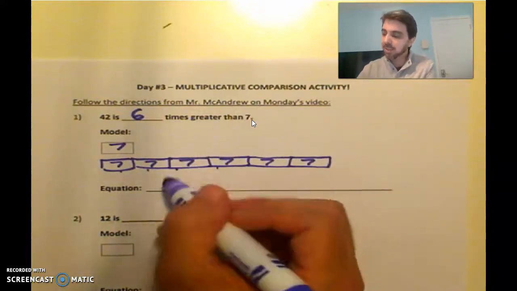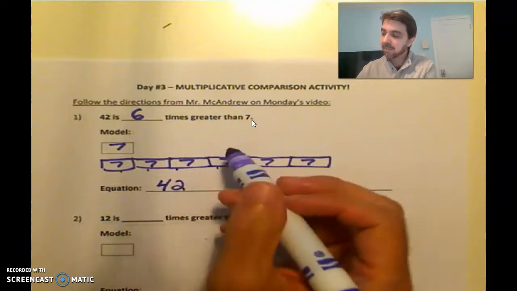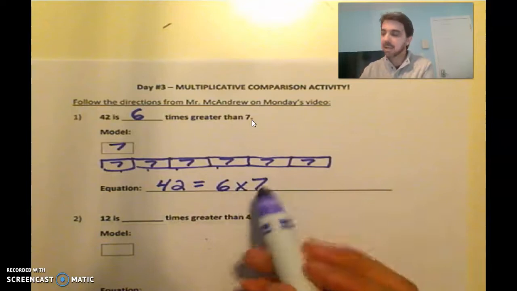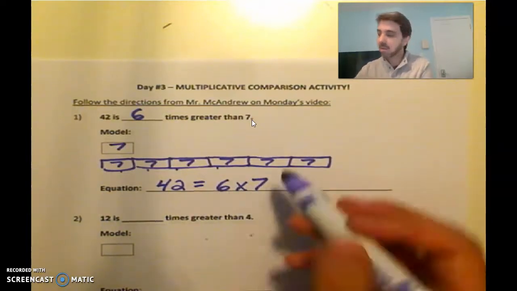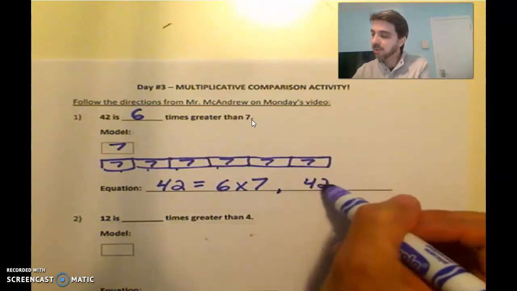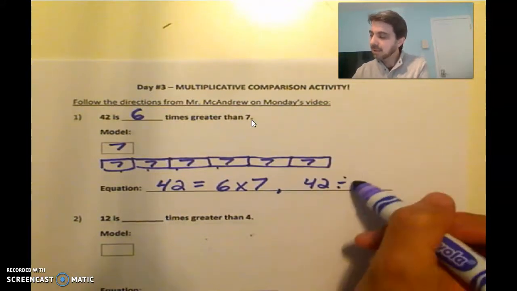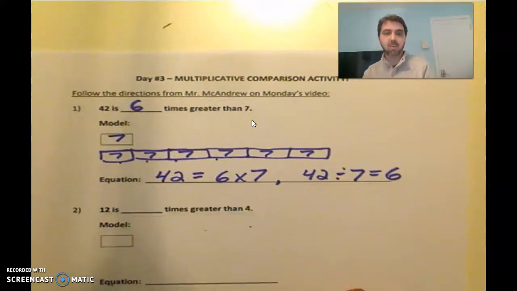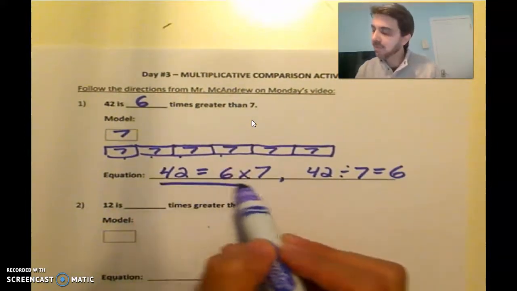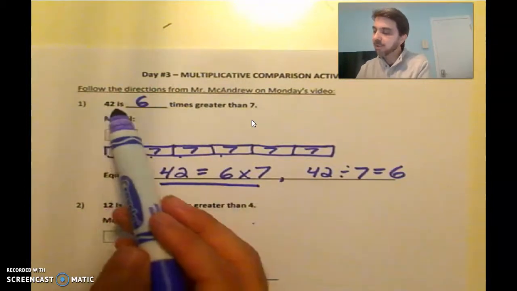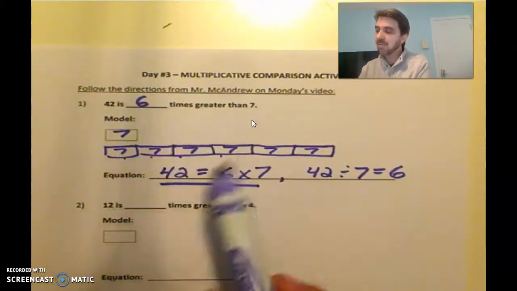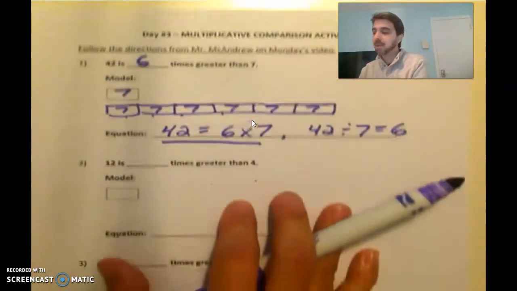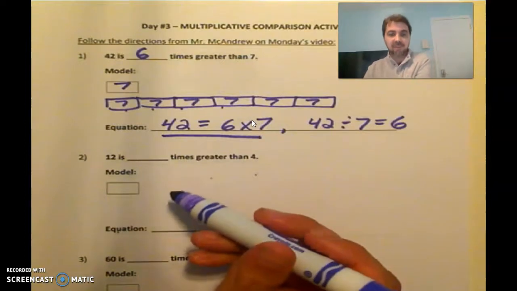So our equation could be 42 equals 6 times 7. It's 6 times greater than 7. Or we could write 42 divided by 7 equals 6. Okay, so both of those work. I kind of like this one because it follows the way we said it, right? 42 is 6 times greater than 7. 42 is equal to 6 times greater than 7. Okay. We'll do one more together, then you're going to finish it, okay?